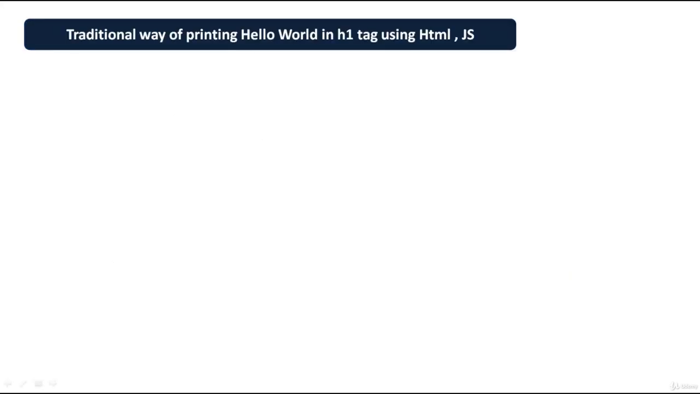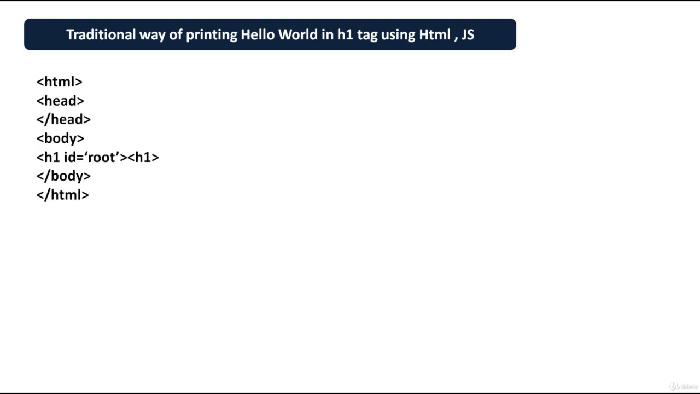Now we will see how to return one h1 tag with the text HTML content using the traditional way and with the help of JSX. First we will discuss the traditional way. In the traditional way, first we have to write the HTML content. In that HTML content we have to write the header tags followed by the body tags. In the body tags we have to write one h1 tag.